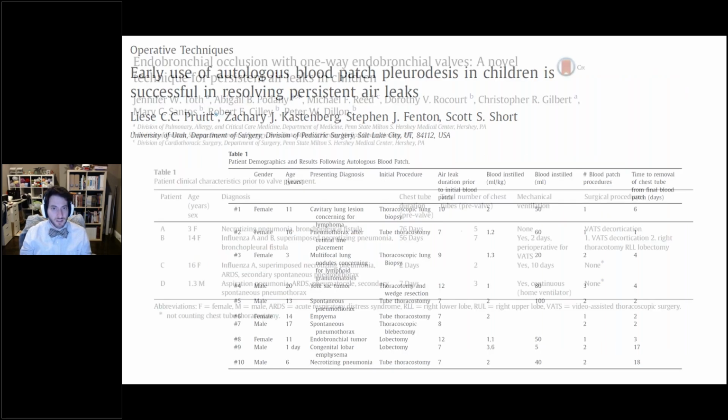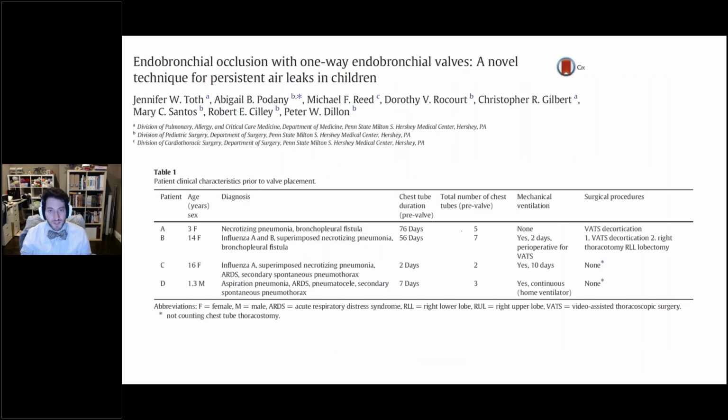Now, moving on, if you determine that the safest thing for this patient is to place a valve, then we're left with Dr. Toth's excellent case series and her experience from earlier in the past decade describing 4 patients who had various forms of influenza and necrotizing pneumonia. And she describes that she was able to place endobronchial valves in a patient as young as 1.3 years of age.